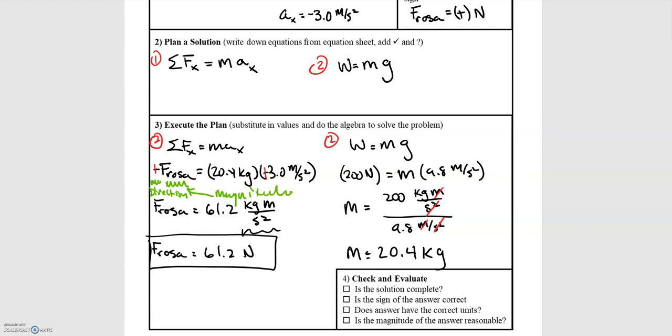And then finally, we were asked to compare the size of this force, or how large this force is, to problem 4. And what we found in problem 4 was it's the same magnitude. So even though we had forces in different directions and accelerations in different directions, we can still get the same magnitude of the force in the end. And so the solution's complete and the sign's positive. The answer has units of newtons for force, which is good. And then the magnitude is the same as we found before, so we're all good there.